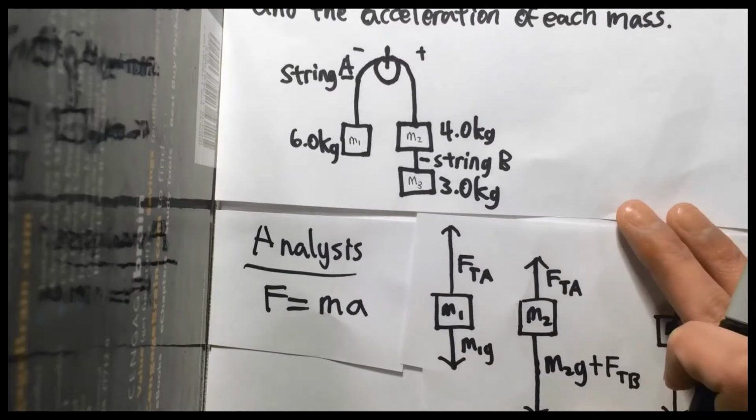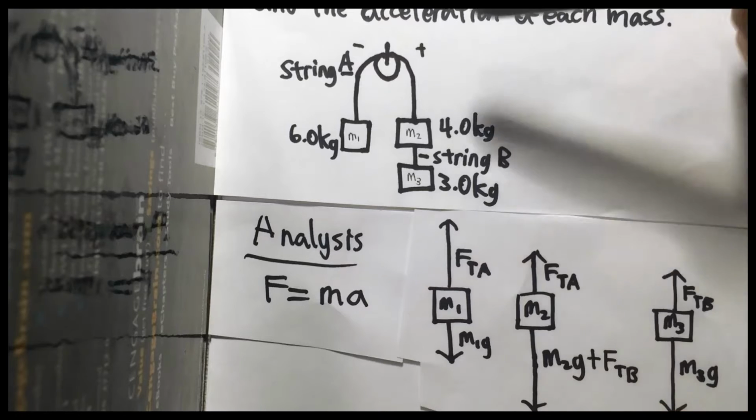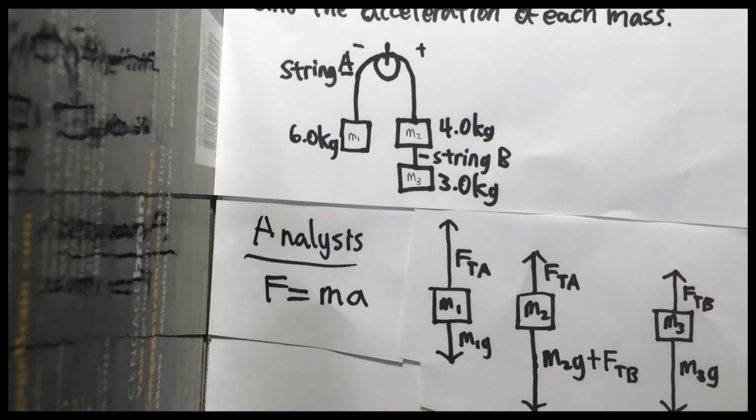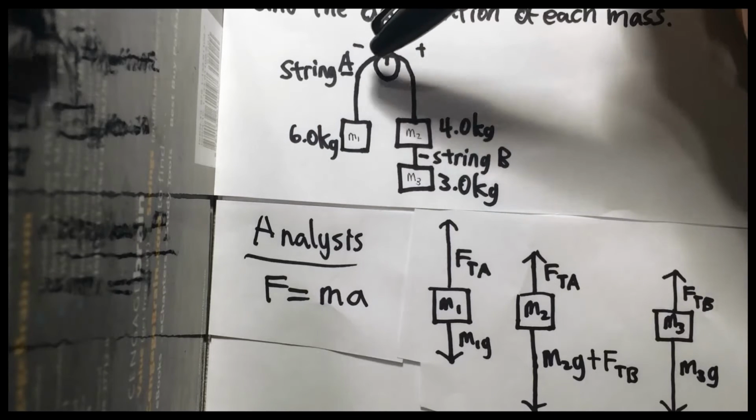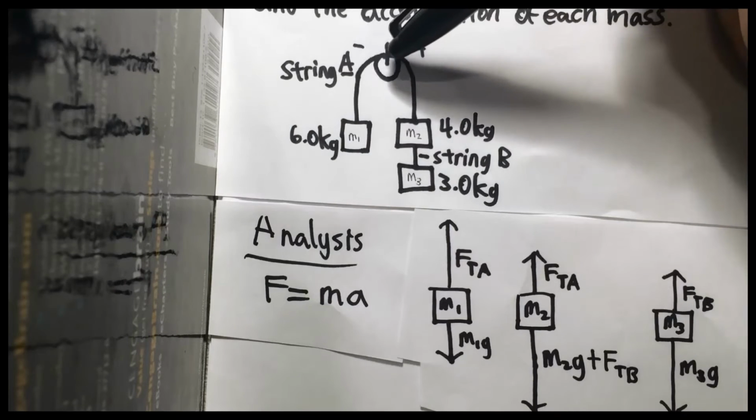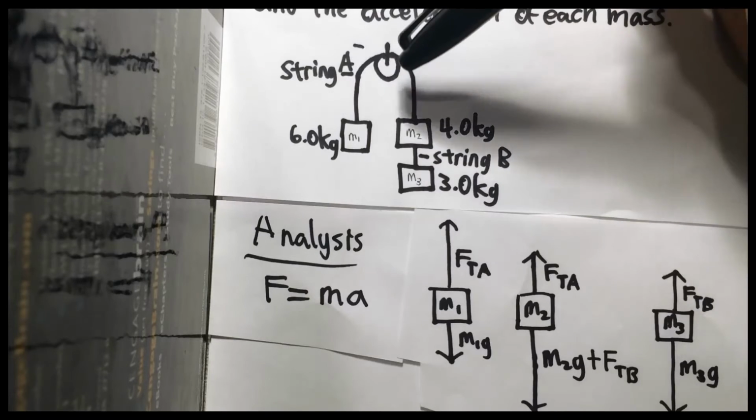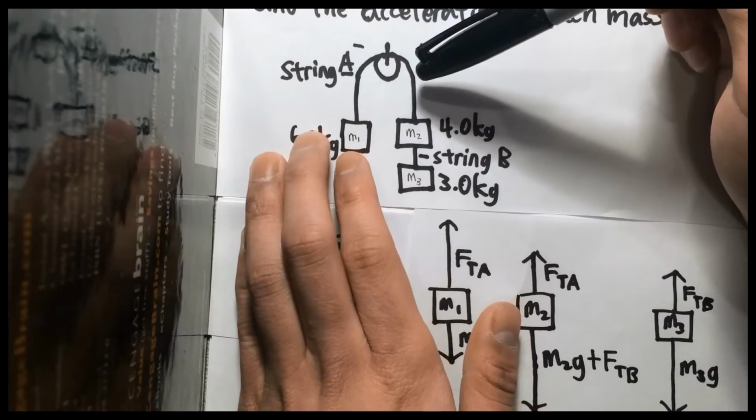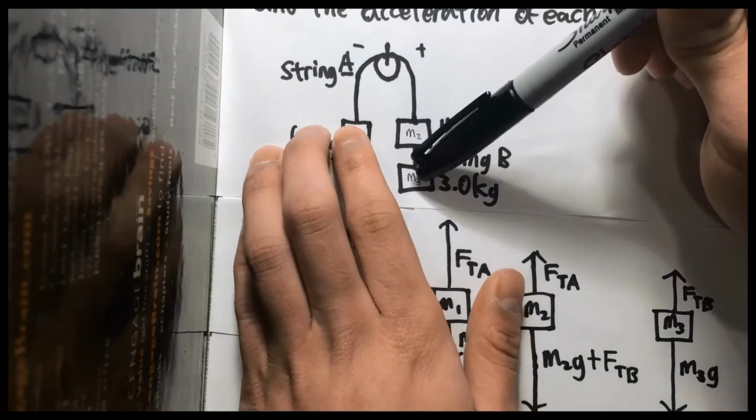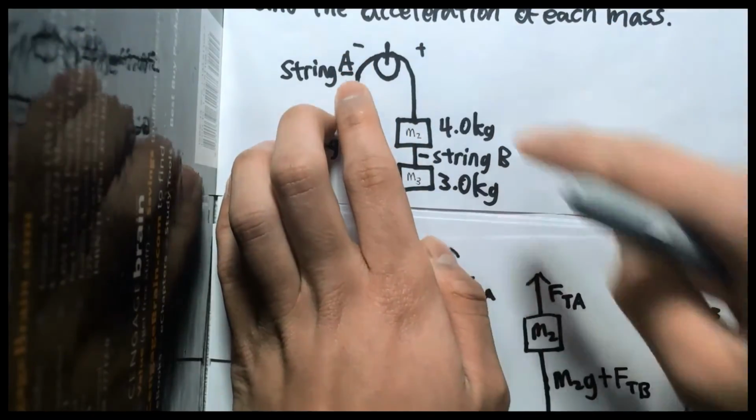Now, with these free body diagrams and our diagram over here, we can create our equations right away. But before we do that, let's determine our positive direction. In this case, I'm going to say the positive direction is anything that moves the masses in a clockwise direction around the pulley. Or rather, any force that causes the right side to move downwards and the left side to move upwards, like this. Negative would be the other way.